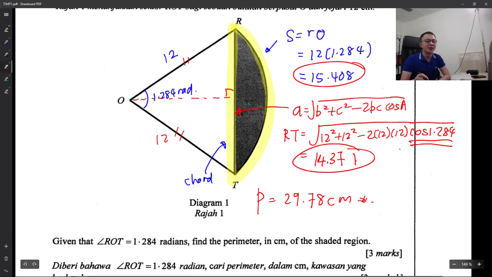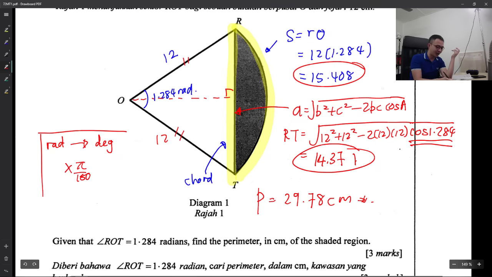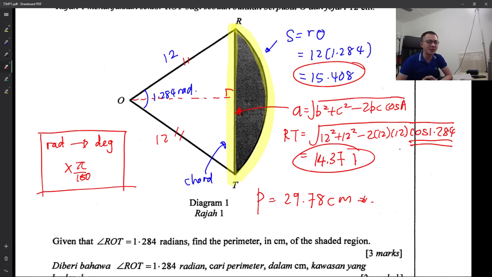Alright, so how to change radian to degree? In order to change the radian to degree, you can do it manually, or you can use the formula, you just multiply pi over 180. Okay, this is how we change the radian to degree. Let me see any question from you guys.